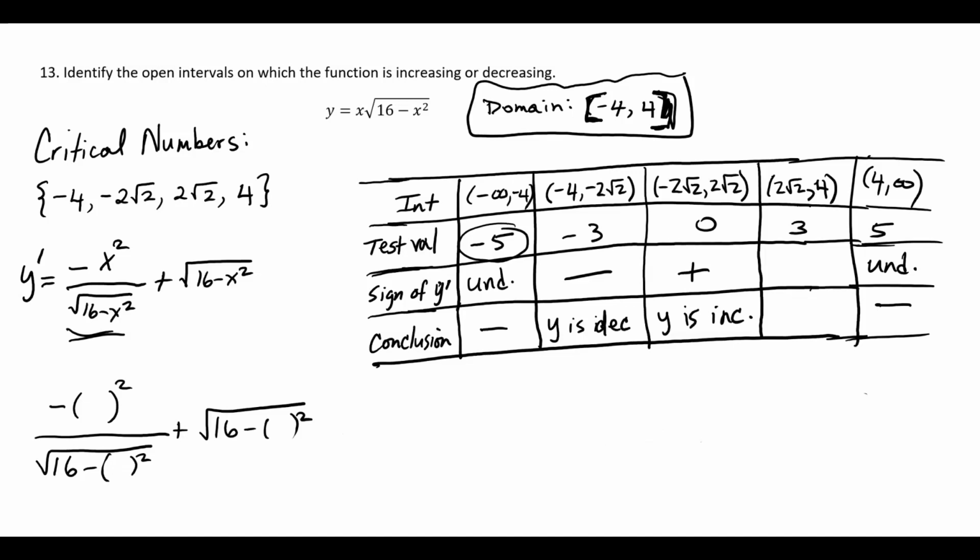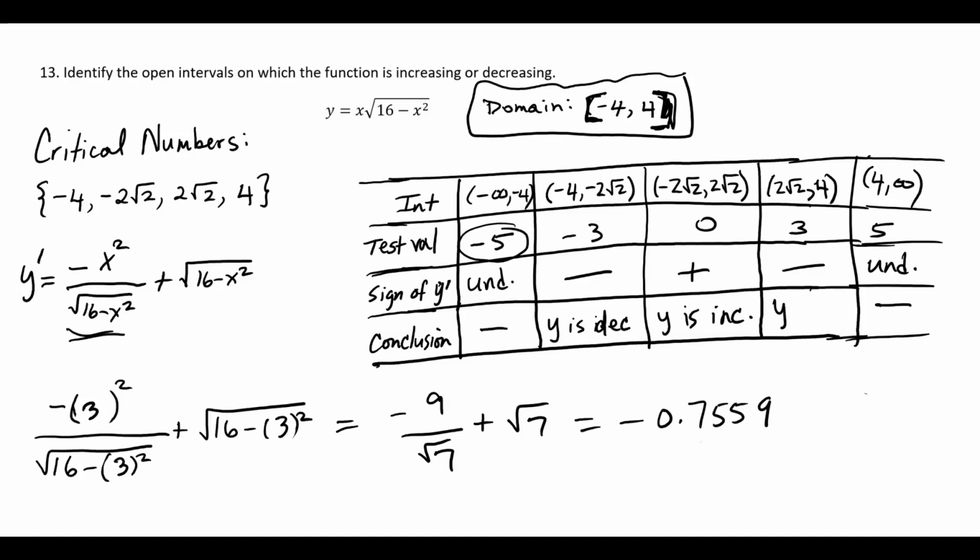Plugging in a positive 3, I'm going to get the same value I got when I plugged in a -3, because we are squaring them. So I end up getting a -9 over the square root of 7 plus the square root of 7, and we ended up getting a negative value. So we know that y is decreasing. So here I'm going to put x's instead of a dash so that you don't think that it's a sign.